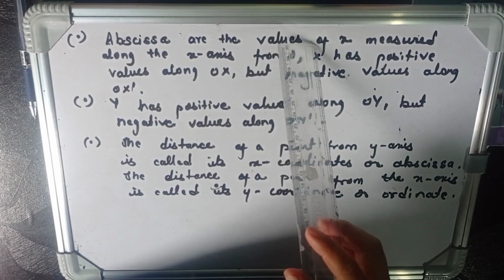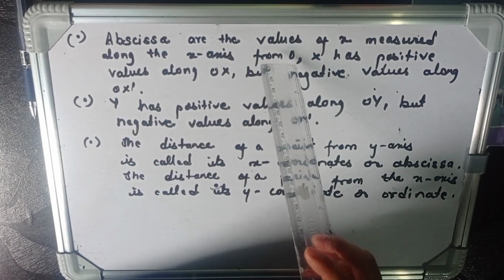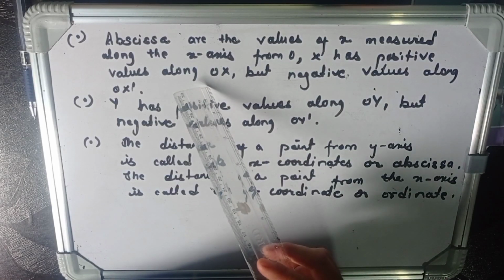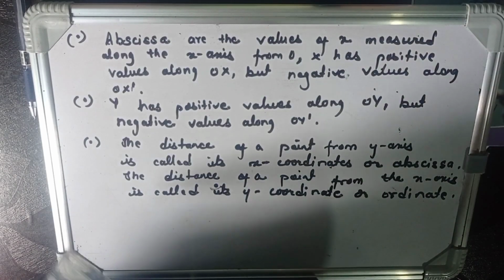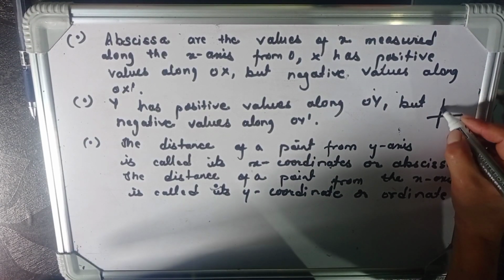Abscissae are the values of x measured along the x-axis from O, that is from the origin. X has positive values along OX but negative values along OX dash. Example, this is my graph.